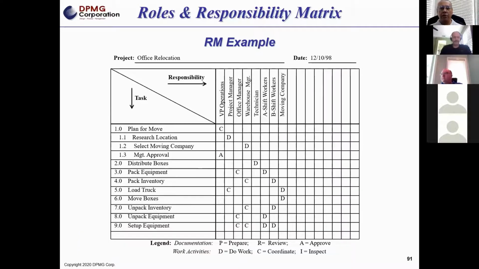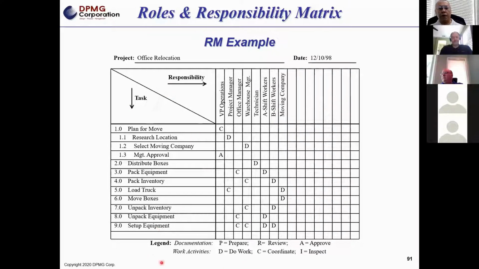So here's a very simple example. Now, the legend, you can decide on what the legend is. I'm going to show you multiple examples here. We have our preferred, but I just want to show you different examples. So here is a real simple one, a very old one that was used in '98. Here are the responsibilities by function, and here are the tasks. And this was relocating an office.